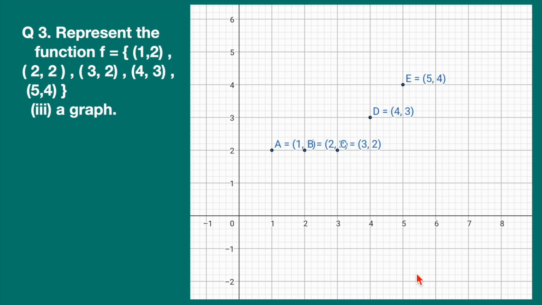So here we come to the end of this video. I have done sums from question 1 to question 3. In the next video we will do the remaining sums.